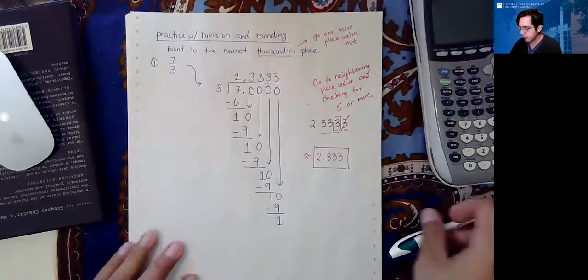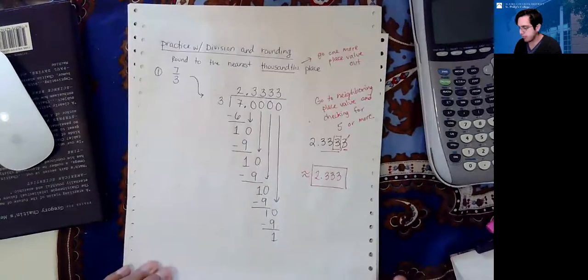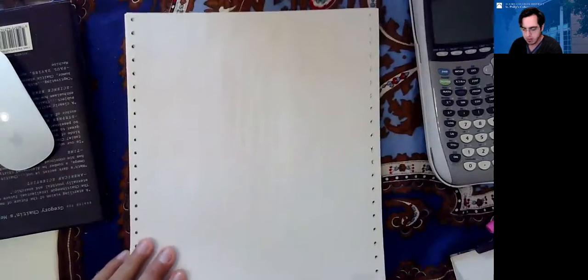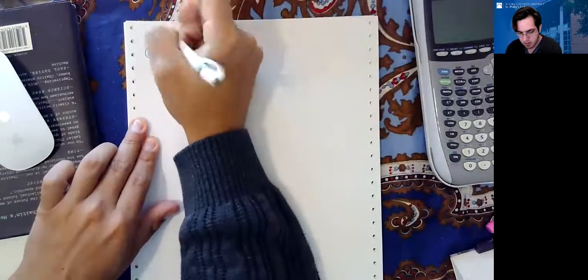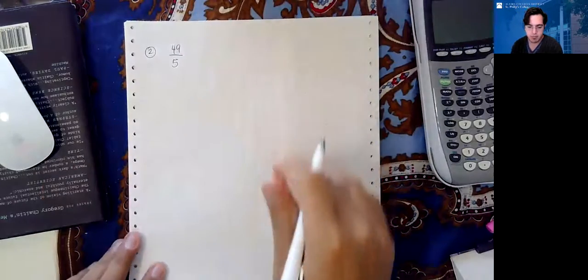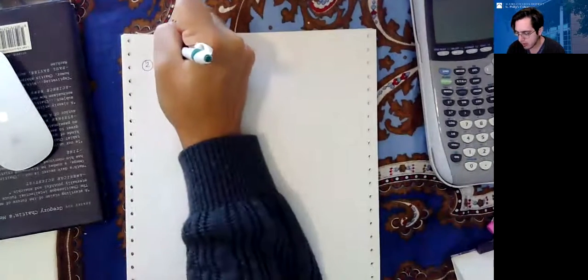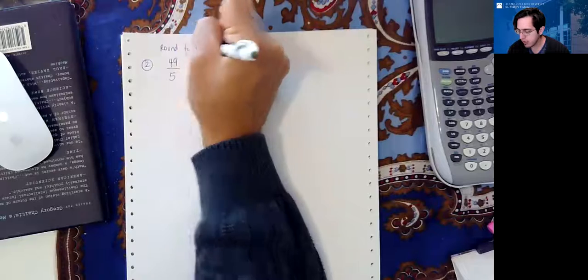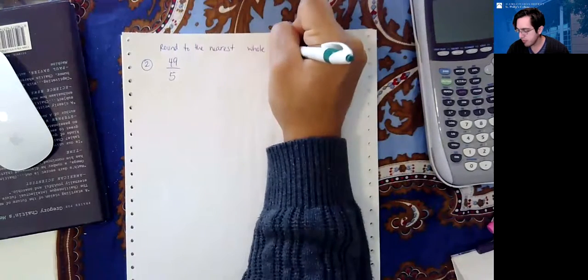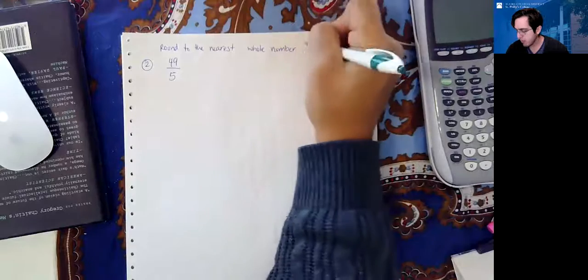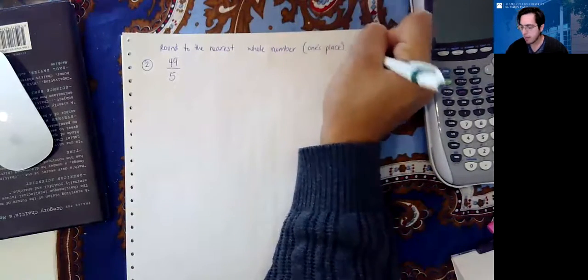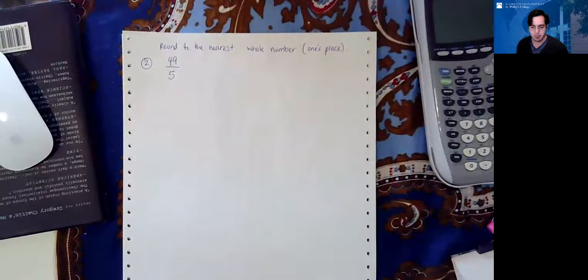Okay, let's do another example. Let's do 49 divided by 5. And we'll round this one to the nearest whole number. We can think of that as the ones place. Okay.